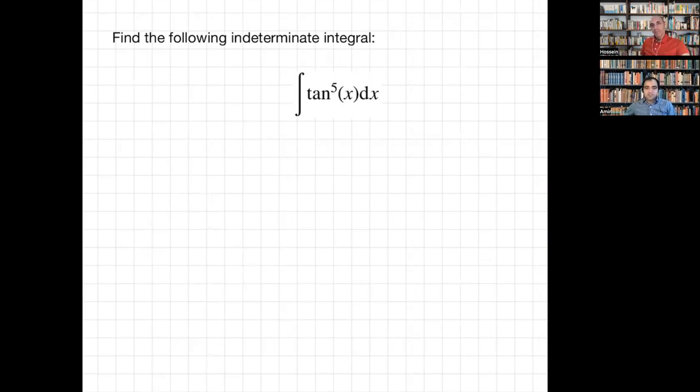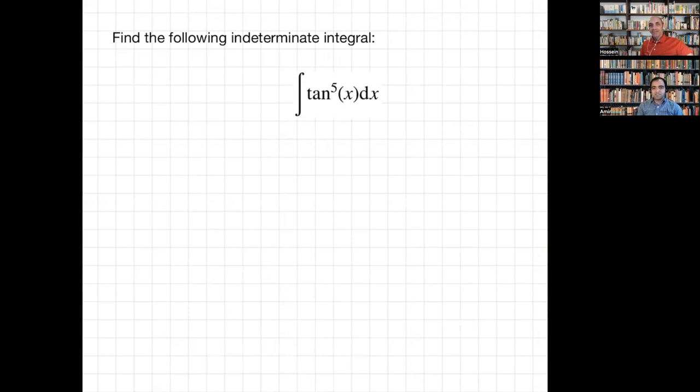I prepared this problem for Hussein to solve. How are you, Hussein, today? I'm good, thank you. How are you? I'm good, thanks. So hopefully you don't hate this problem. No, that seems okay.